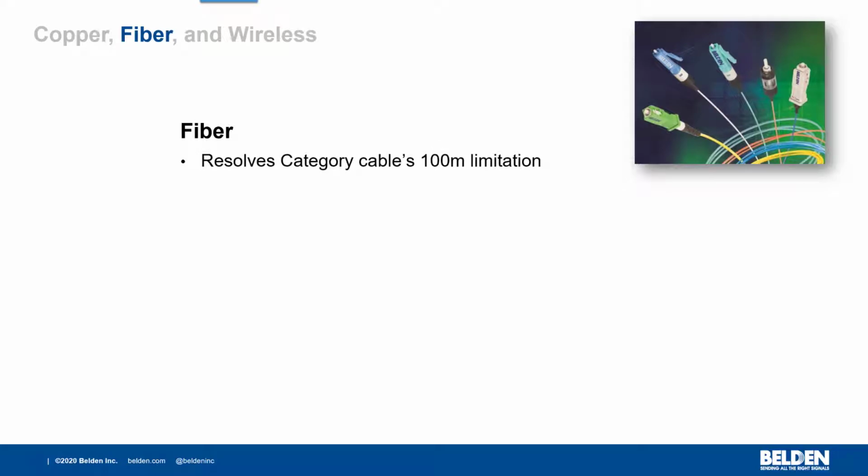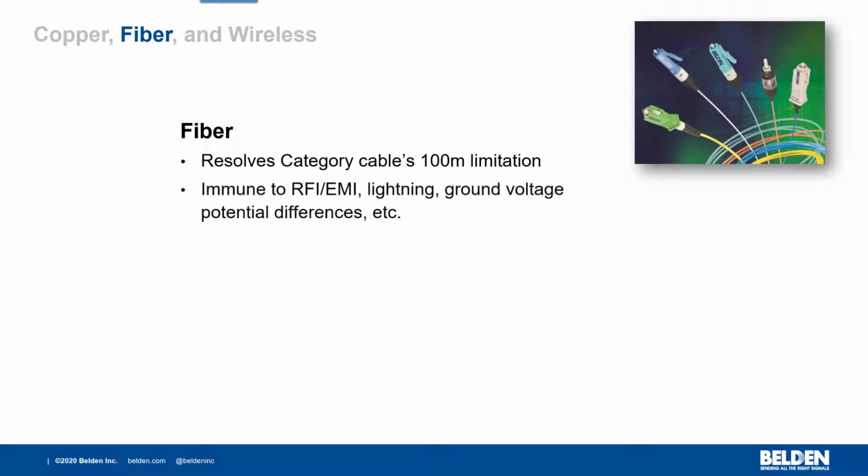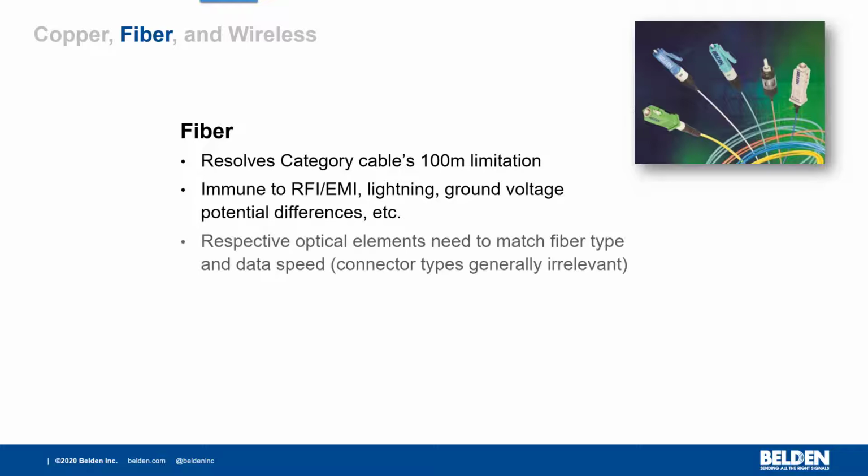Next, we're going to talk about the benefits of fiber. Fiber resolves category cables' 100-meter distance limitation. It is immune to RFI, EMI, lightning, and differences in ground voltage potential, and one needs to keep in mind that when utilizing or deploying fiber, the respective optical elements need to match the fiber type and the data type. The connector types are generally irrelevant.